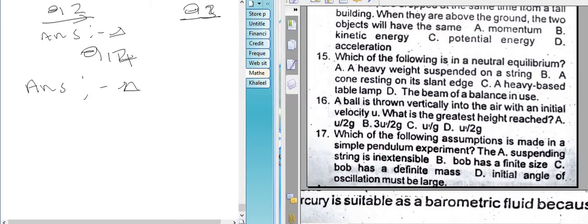Then question 15. Which of the following is in neutral equilibrium? A, a heavy weight suspended on a string. B, a cone resting on its slant edge. C, a heavy base table lamp. D, a beam of a balance in use. The correct option here is B, because a cone resting on its slant edge will tend to come to rest in its new position. Therefore, the correct option is option B.